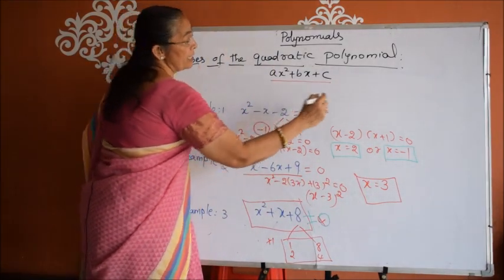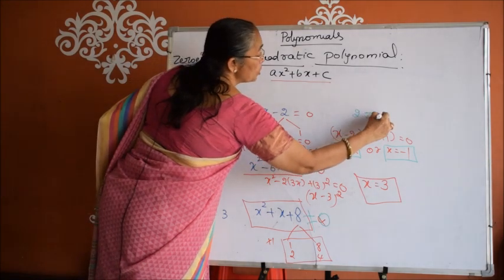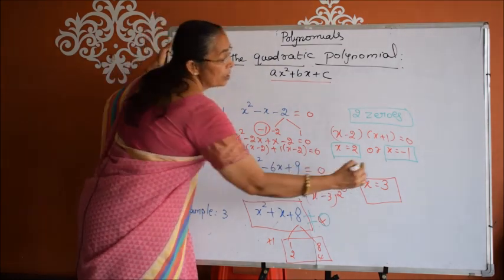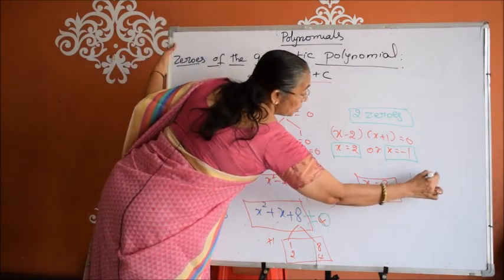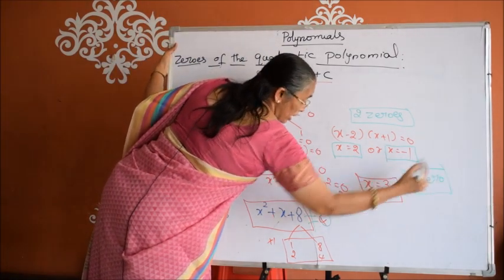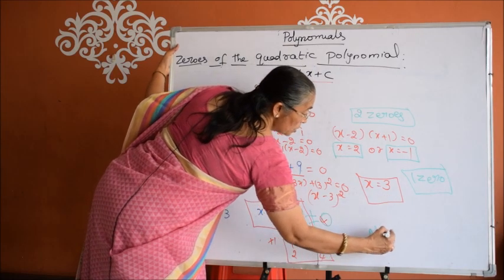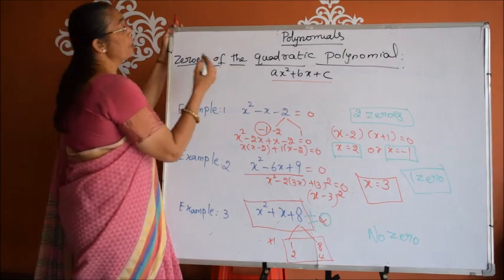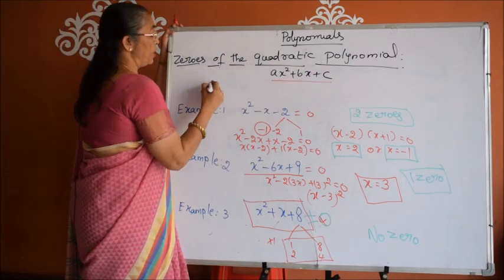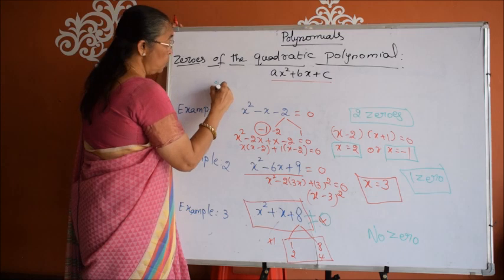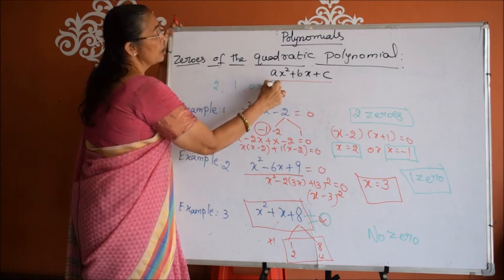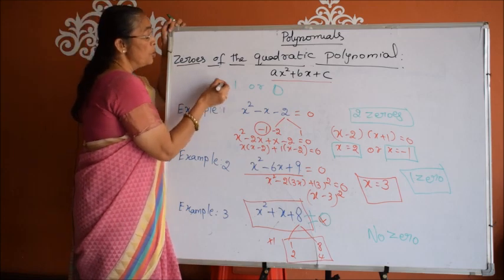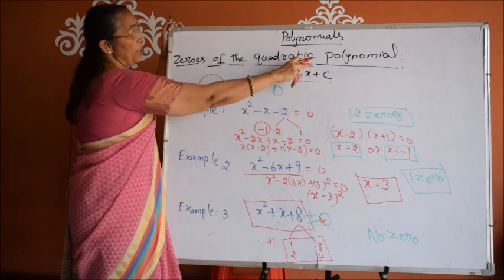So, for the first example, we got 2 zeros, for the second example, we got 1 zero, and for the third example, there is no zero for the given quadratic polynomial. Therefore, the number of zeros for a quadratic polynomial is 2 or 1 or 0. So, therefore, we can have a maximum of 2 zeros for a quadratic polynomial.